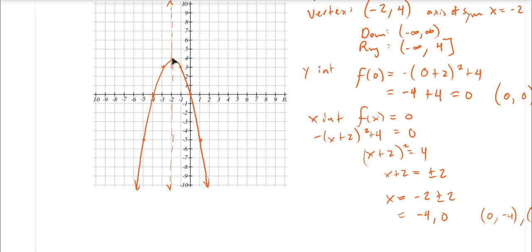Now notice that we're going over 1, down 1, over 1, down 3, over 1, down 5, and so on to get a good collection of points to make the parabola look right. But all of our x-intercepts and all of our y-intercepts, they sort of accord well with that trick. So we have good evidence here that we've done this correctly.